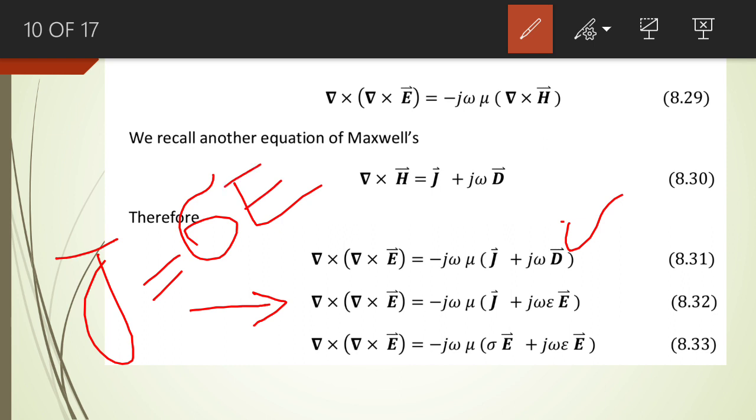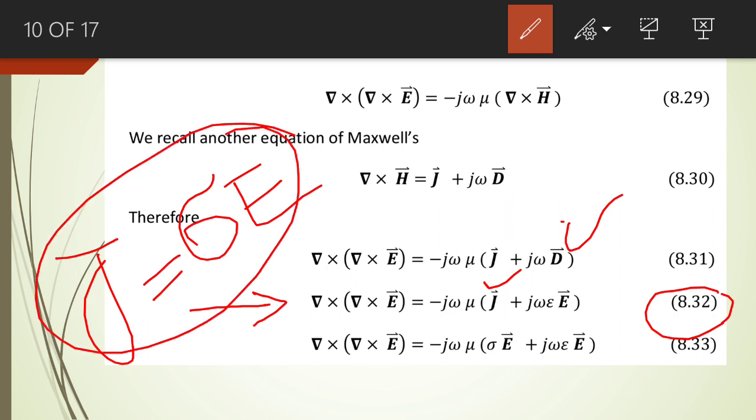So what we do, we put this value of J in equation number 8.32. If we put this value of J in equation number 8.32, we get equation number 8.33. That is, the curl of the electric field intensity will be equal to minus j omega mu into sigma E plus j omega epsilon multiplied by the electric field intensity.